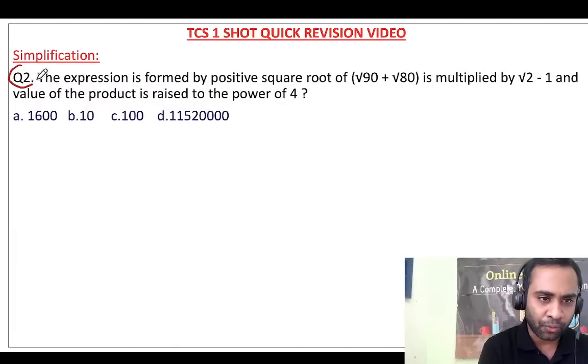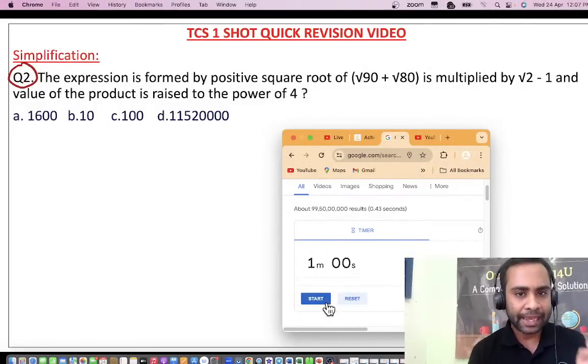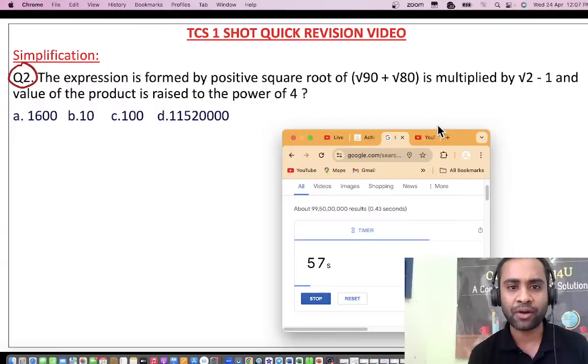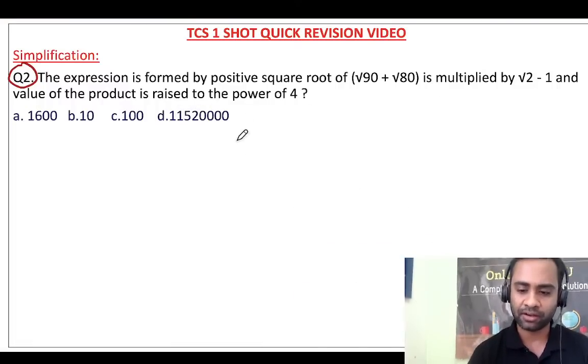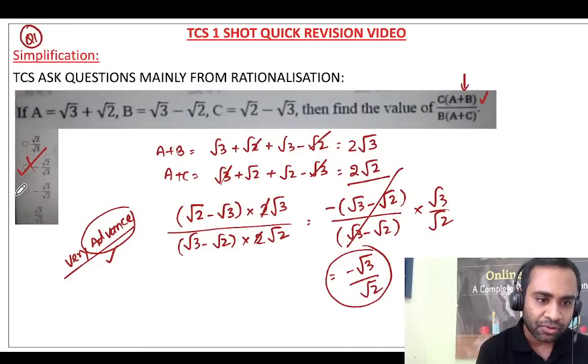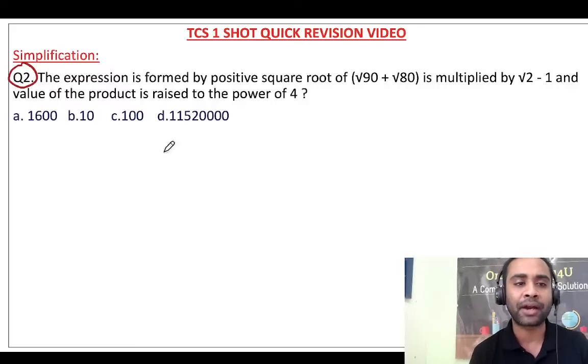Now question number 2. The expression is formed by positive square root of 90 plus square root of 80 is multiplied by this. Okay, I'm sorry, just a minute. So it is minus root 3 by minus root 2, option C. So option C is the correct answer, right? Sorry for the mistake. By mistake, I marked it option B.